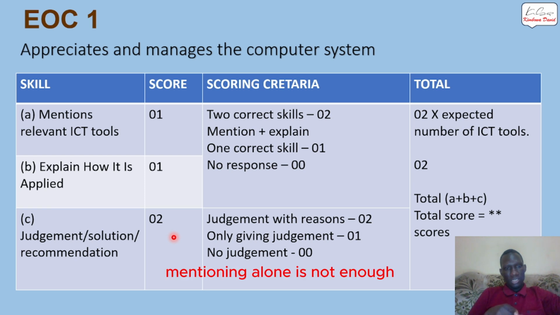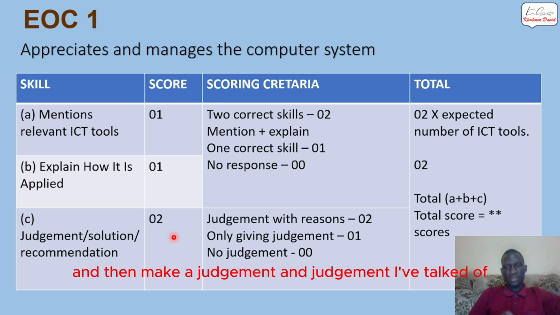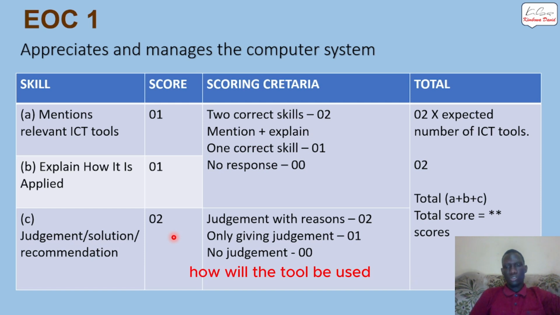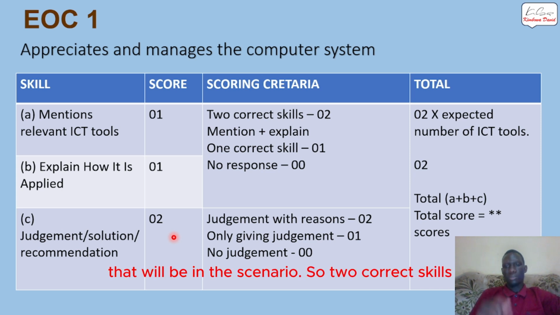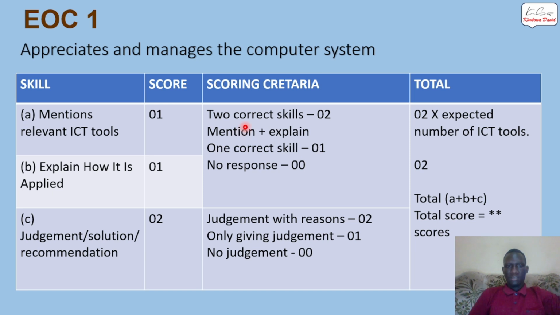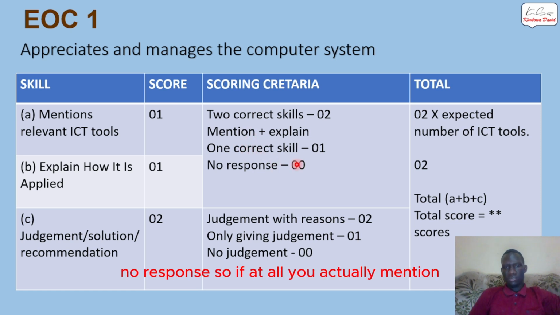Mentioning alone is not enough. Mentioning and describing also is not enough. But when you mention and describe and then make a judgment, engagement, I've talked of how the tool will be used to help in solving the problem that will be in the scenario. So 2 correct skills: mention and explain. 1 correct skill, no response.